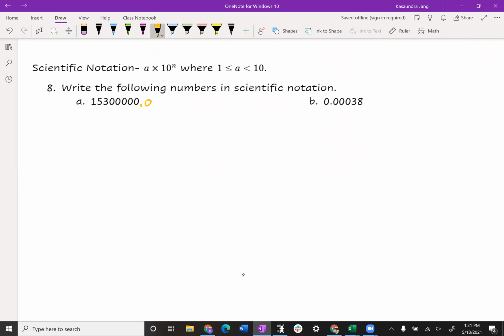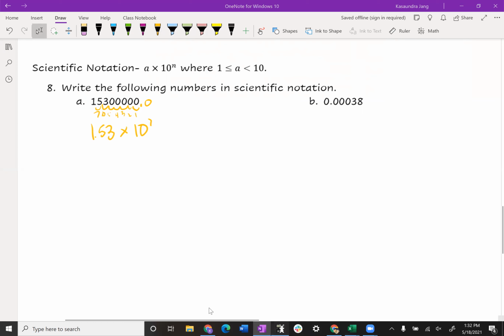So if I move it over here, oh, that's not between 1 and 10. Keep it going. Oops. 1, 2, 3, 4, 5, 6. Okay, I'm at a 15.3. I've put the decimal there. 15 still isn't between 1 and 10. So I'm going to do it again. 1.53. Okay, 1.53, that actually is between 1 and 10. So 1.53. And then how many times did I move that decimal over? 1, 2, 3, 4, 5, 6, 7. I moved it over 7 times. So 1.53 times 10 to the 7th.